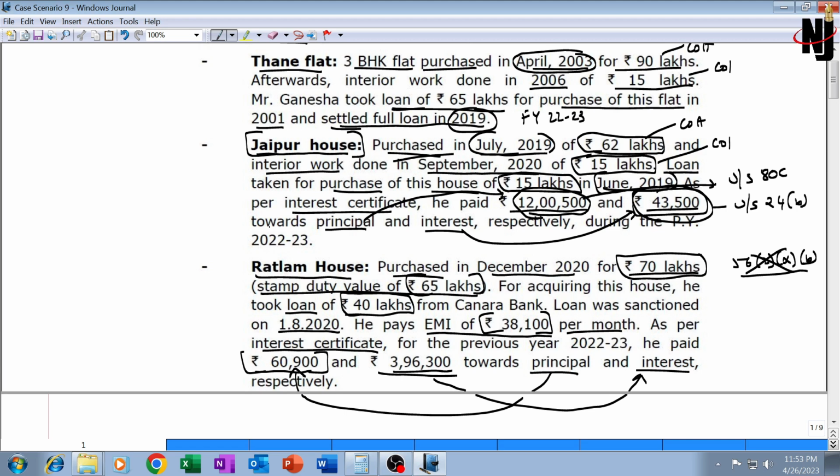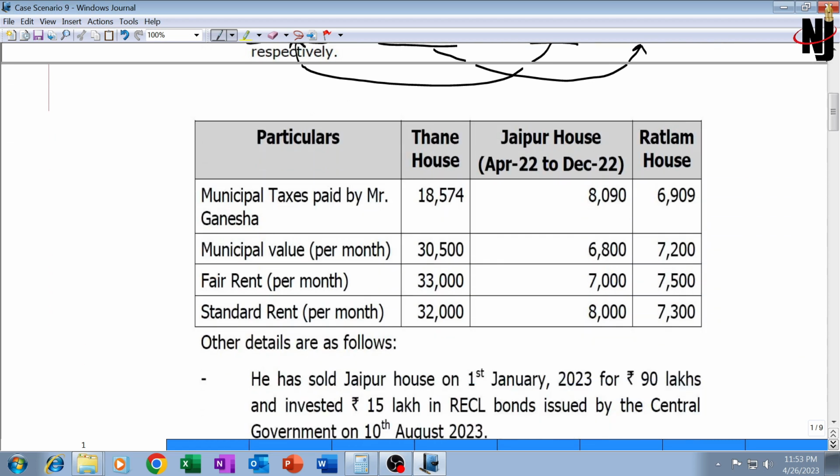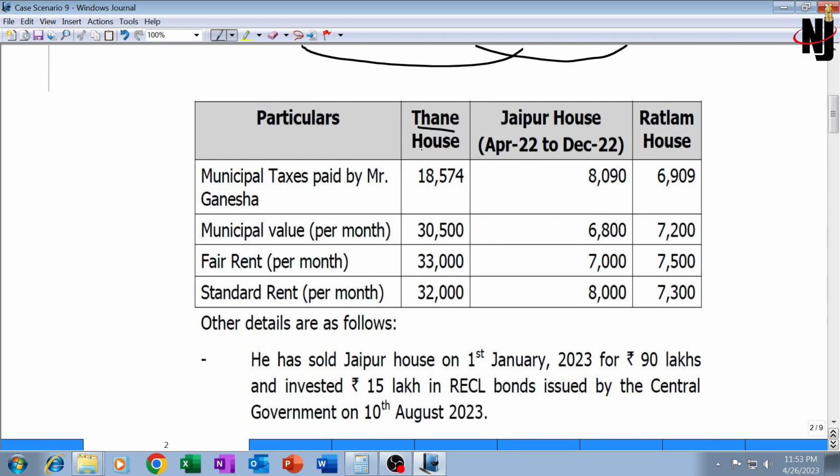3 properties are given to us. Now they will create confusion. For all the 3 properties, we have date of purchase, loan amount, date of loan, how much is repaid towards principal, how much is repaid towards interest, etc. Furthermore, particulars are given to us for Thane house, Jaipur house and Ratlam house. For Jaipur house, they are saying something in brackets, April 22 to December 22. What is it? We will see. Number 1, municipal taxes paid by Mr. Ganesha. Municipal taxes will be allowed to be deducted only if the given property is let out property.